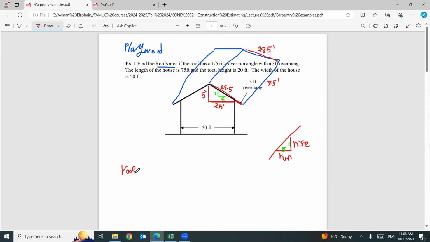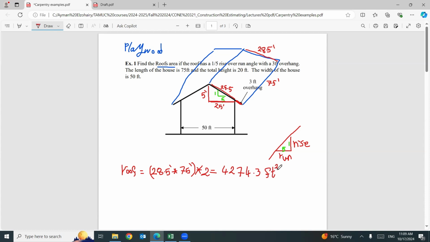I'm talking about the roof. So the area will equal 28.5 times the total length, which is 75 feet. This is the area of one side of the roof. I have to multiply this area by 2 to get the total surface area of the roof. So it will be times 75 times 2. I got 4,274.3 square feet.